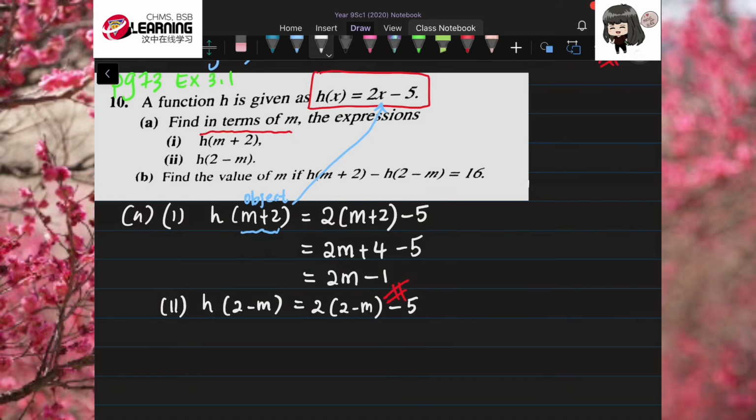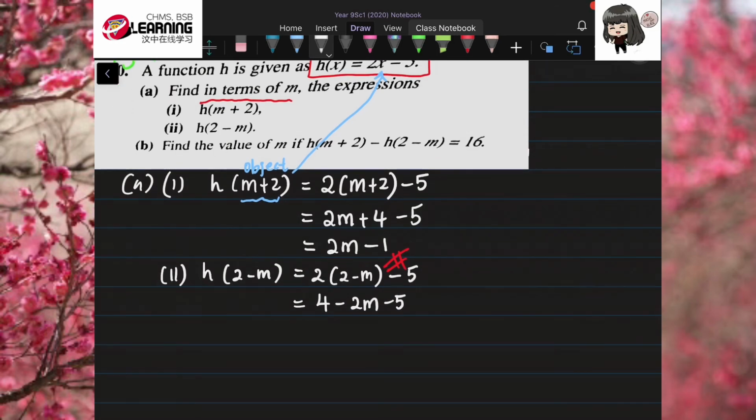We substitute the x with 2 minus m, equals 2 times 2, 4, minus 2 times m, 2m, and then minus 5. 2 minus m is your object, don't forget that, or you can say that it's the x. And then we simplify it. 4 minus 5 is negative 1 minus 2m. So this is our answer for the second part. Is it correct? Well done if it's correct.